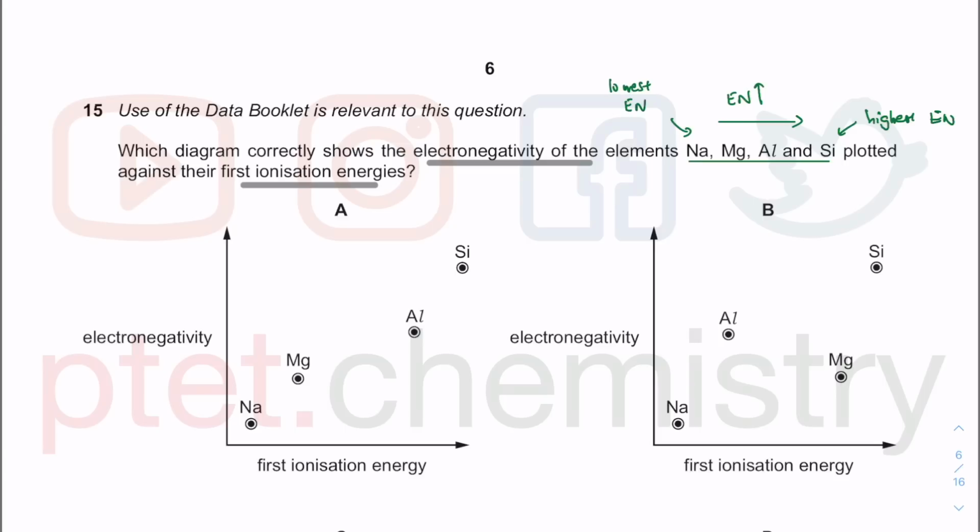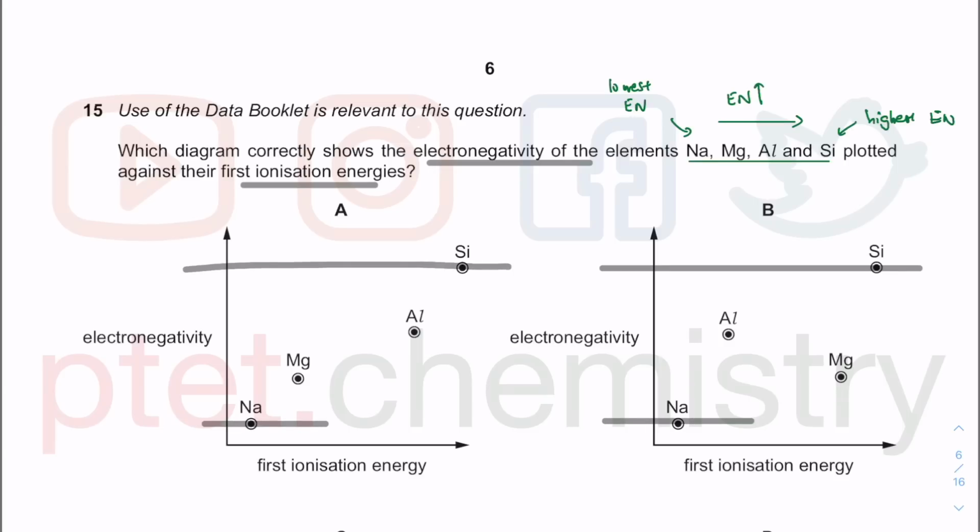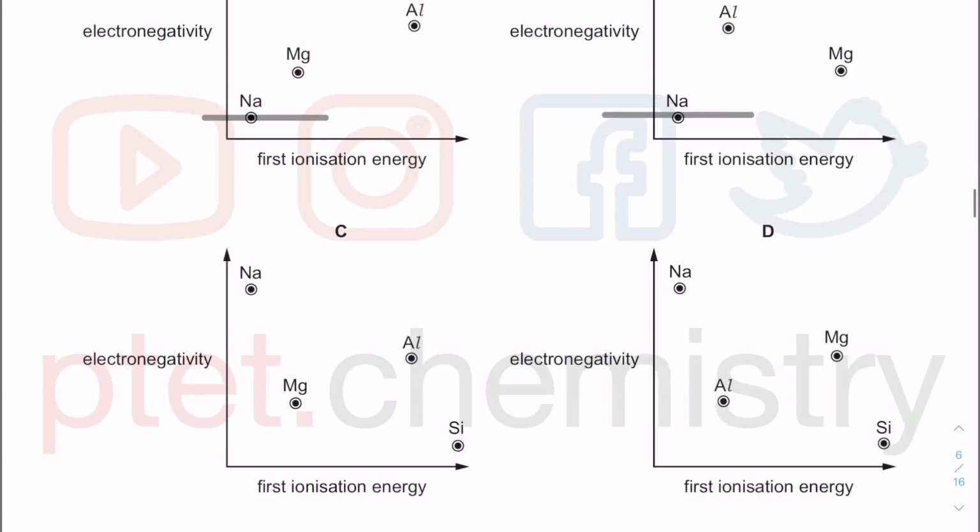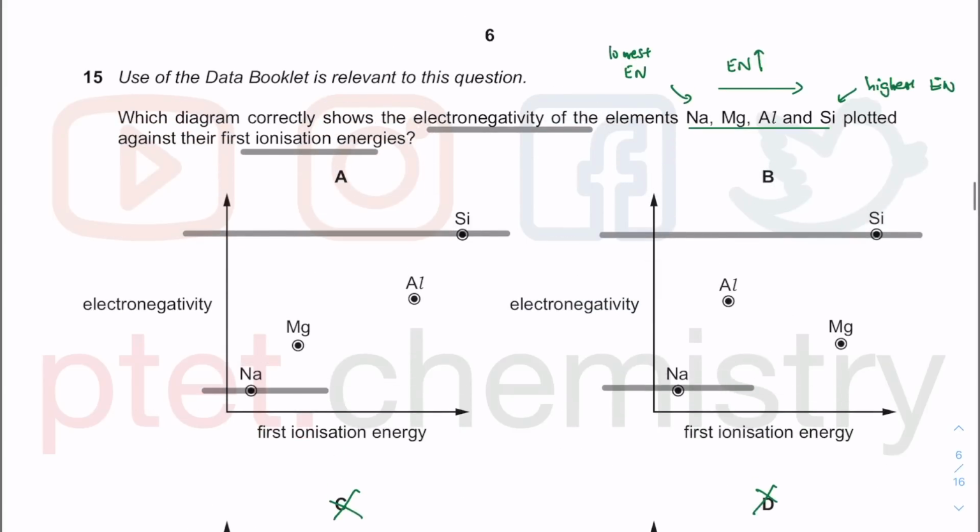I'll check my y-axis first. Silicon has the highest electronegativity, sodium has the lowest. Sodium has the highest electronegativity, C is out. Sodium has the highest electronegativity, D is out. Okay, now left between A and B, I'm left to check the first ionization energy. Seems like sodium and silicon, their first ionization energy is fixed. I really just need to check aluminium and magnesium for my first ionization energy.